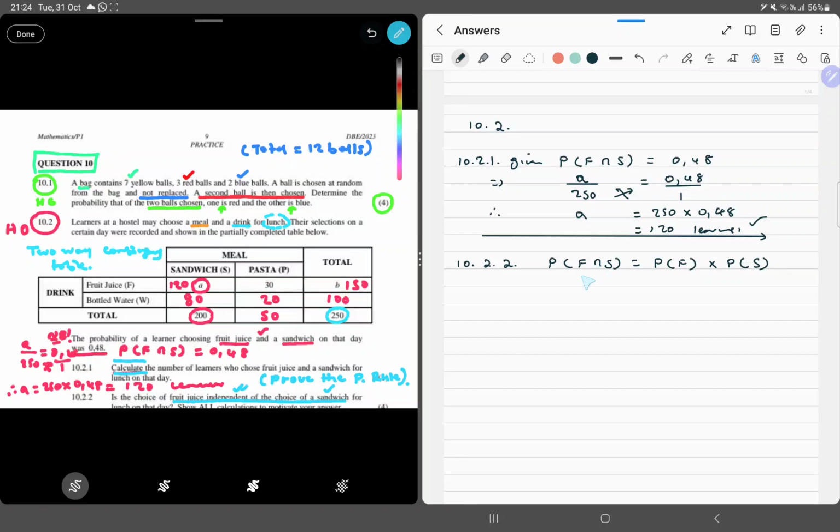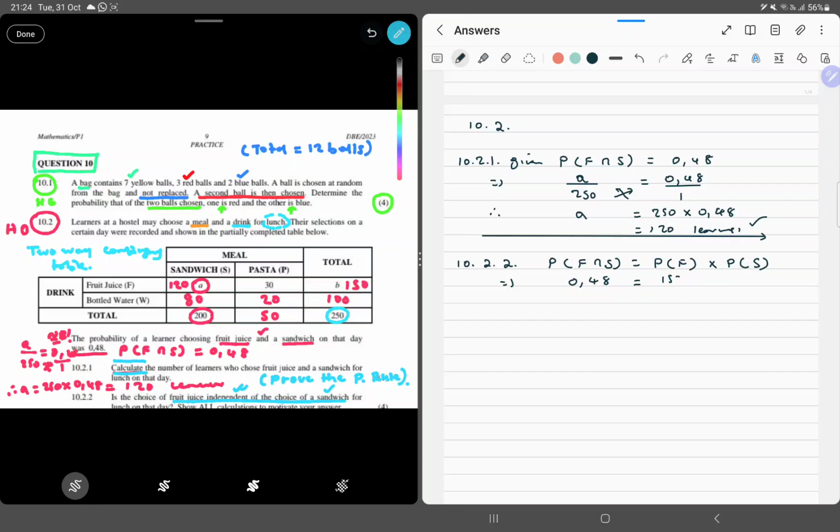But we know already what this is, right? This one is already given to us, because this probability of Elena choosing fruit juice and a sandwich was just that A, which is 0.48. So we already have it. All we have to do is to find the probability of choosing fruit juice. Now you're going to look how many learners took fruit juice as a choice of drink. It's A, B there. So all of these guys added up to 150.